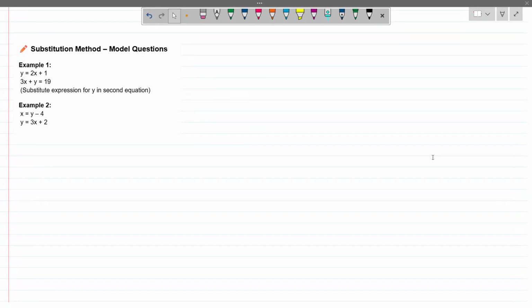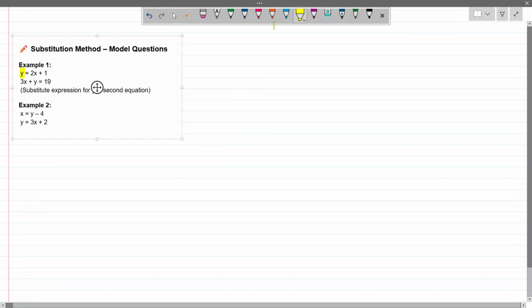All right, now we're looking at the substitution method for solving simultaneous equations. We have two examples that we're going to look at. With the substitution method, we're looking for an opportunity where we have y equal to something expressed in terms of x, or x expressed in terms of y. What I mean is that I'm looking for any opportunity where I have a y by itself.